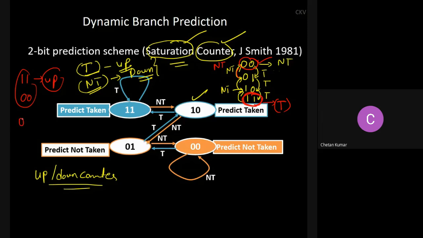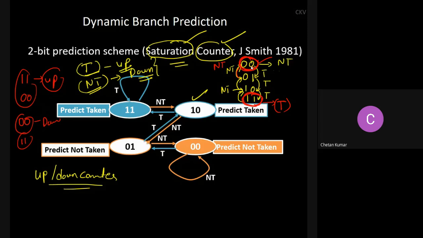So if your value is 0 0, and you down count in your normal binary counter, it will go back to 1 1. But here it will not happen. If your outcome is not taken again, it will not move. It will saturate in 0 0 itself. Okay, so that's the reason it is called a saturation counter.